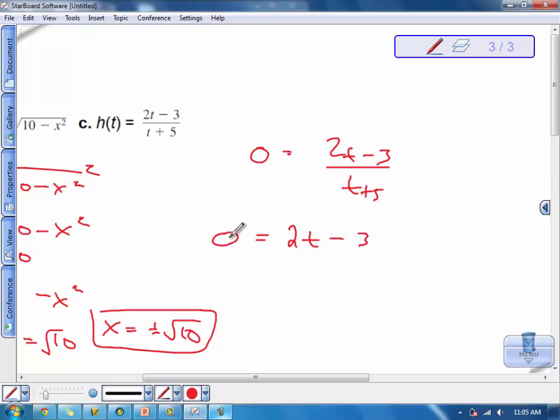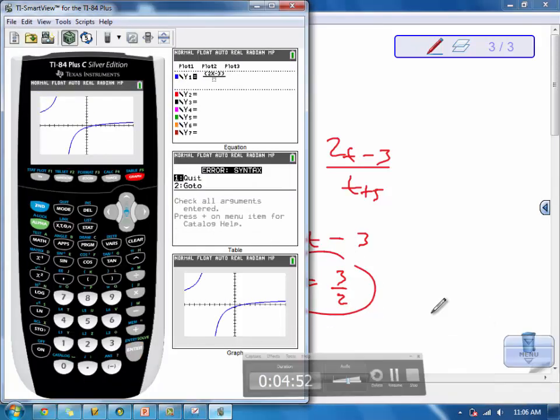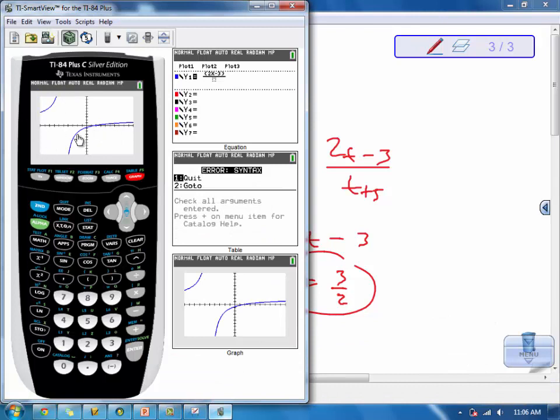Now if you add 3 to both sides and divide by 2, you can find the zero at 3/2, or 1.5. All right, that's the zero. Now if you graph that in the calculator, you'll see that this is a hyperbola. It's got a vertical asymptote at x equals -5, which you would expect because that's where the bottom is undefined. And then it's got a zero right here at 3/2, 1.5.